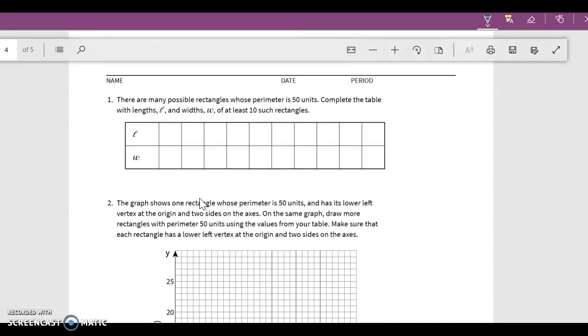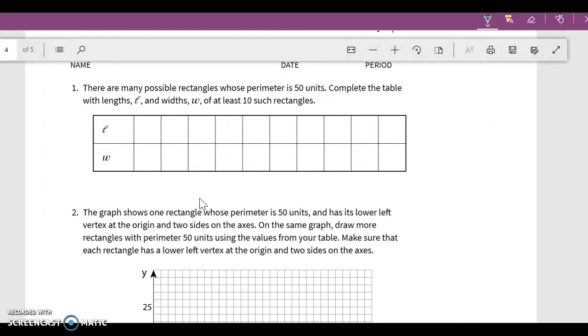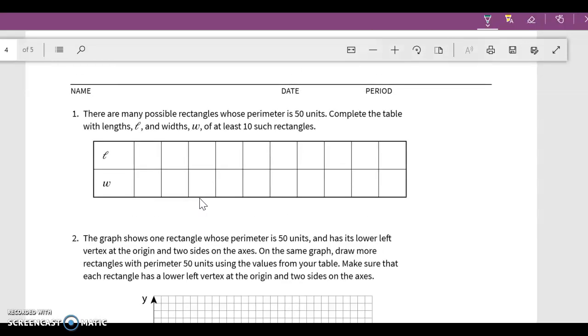All right, right here. There are many possible rectangles whose perimeter is 50 units. Complete the table with length L and width W of at least 10 such rectangles. All right, this part right here is a little tricky, because we are looking at another form to write an equation. So I know that 2 times the length plus 2 times the width, that's how you find the perimeter, and my perimeter is 50.